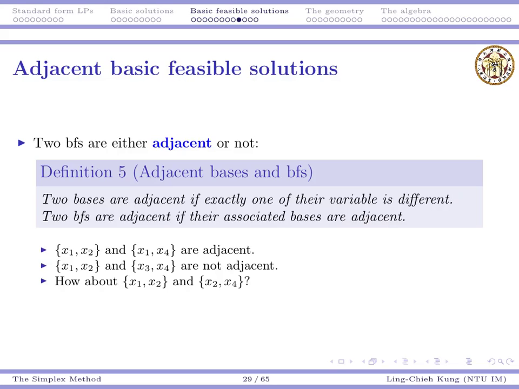That's the idea. So for example, if I give you two bases like this, x1, x2, and x1, x4, then they are definitely adjacent because only one variable is different. If I give you x1, x2, and x3, x4, then they are not adjacent because two variables are different. How about x1, x2, and x2, x4? They are adjacent because we know that for sets, the order does not matter. So x2 is the same, but x1 changes to x4.